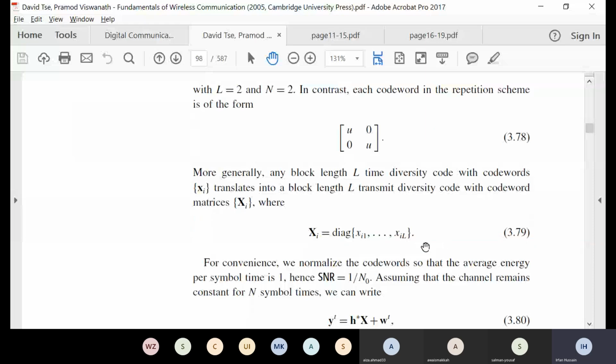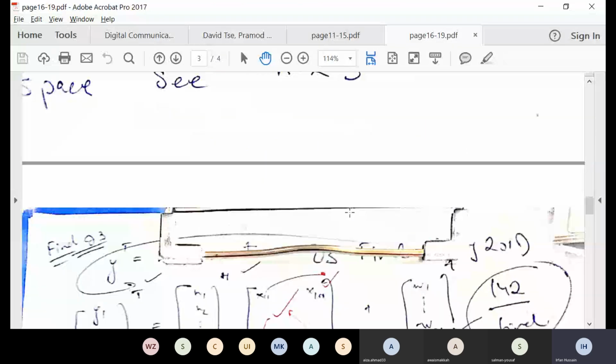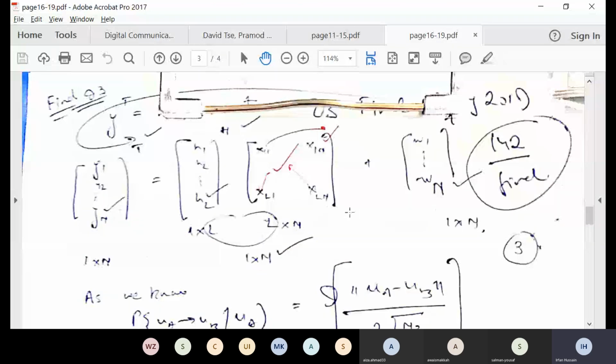So we are normalizing the codewords so that the average energy per symbol time is 1. Again, A squared over N naught, or whatever the energy, is kept at 1. So SNR is equal to A squared over N naught, and this is just 1 over N naught. And assuming the channel remains constant for n symbol times, we can write our received signal as follows. Just for making it more clear, I have written this equation so that we will understand here.